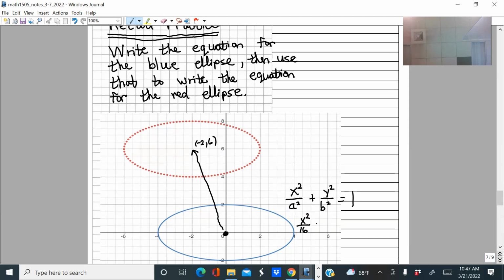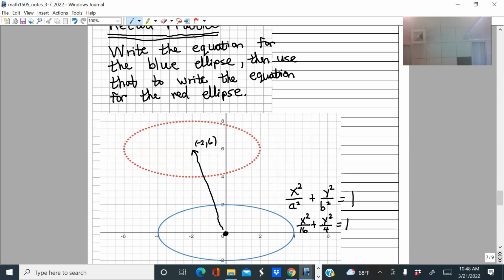4 squared, plus, and now what's the b value? 2, right? Because the y-intercept is 2. So y squared over 2 squared, which is 4, is equal to 1. So there's the equation for the blue ellipse. So simple to write down, right? Just x squared over 16 plus y squared over 4 is equal to 1.